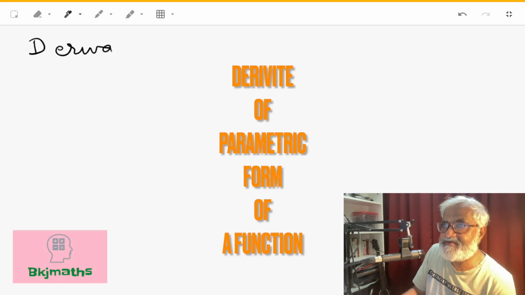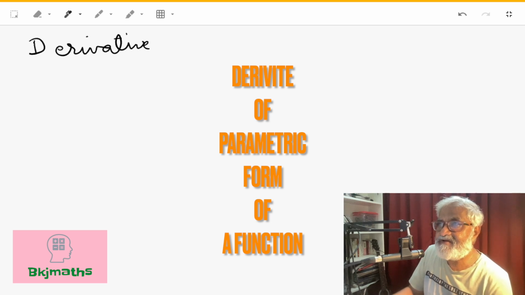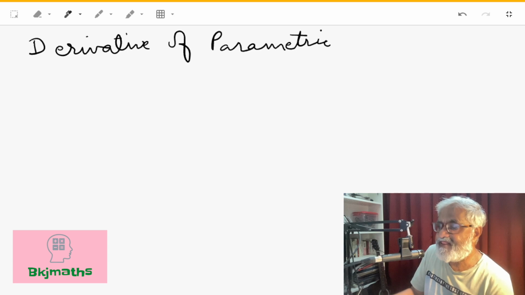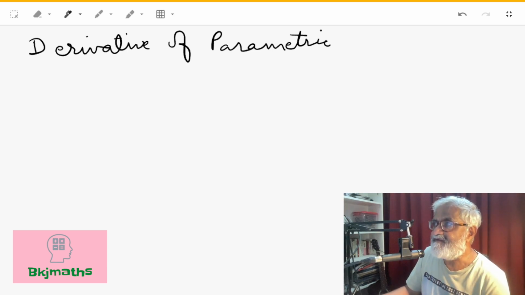Derivative of parametric form of a function.